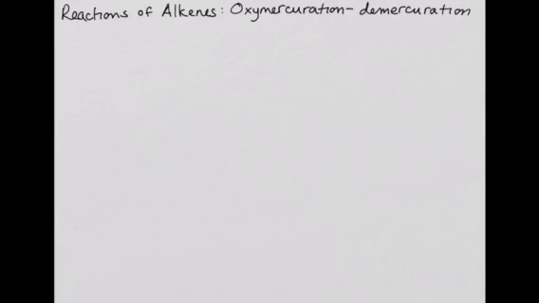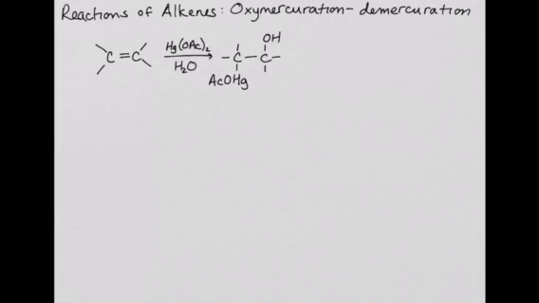Let's look at the general reaction for the oxymercuration-demercuration of alkenes. In the first step, water is added to the double bond using the mercury catalyst to produce the mercury-containing intermediate. In the next step, sodium borohydride is used to reduce the mercury intermediate. This gives us the final hydrated alkene product.